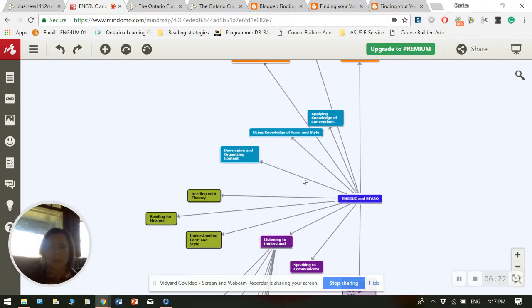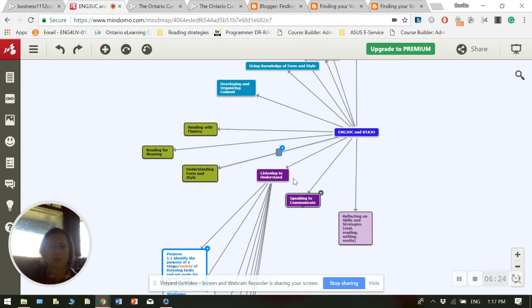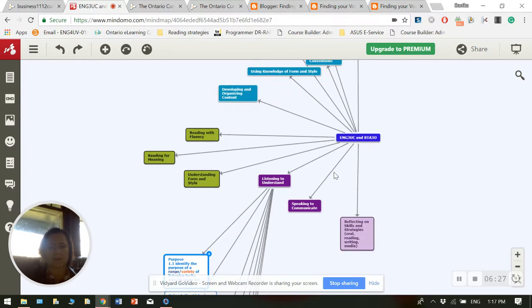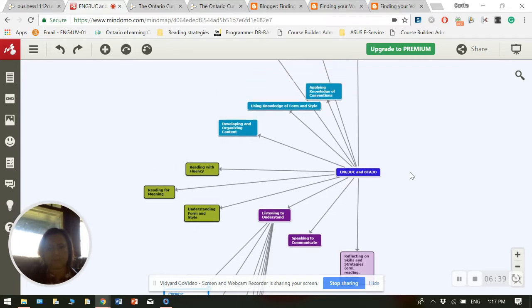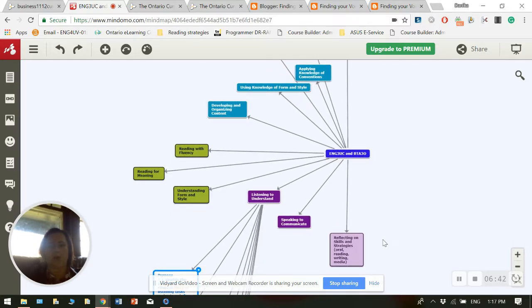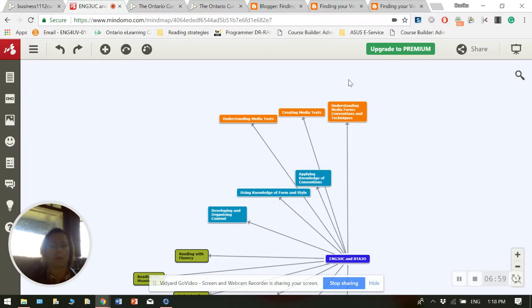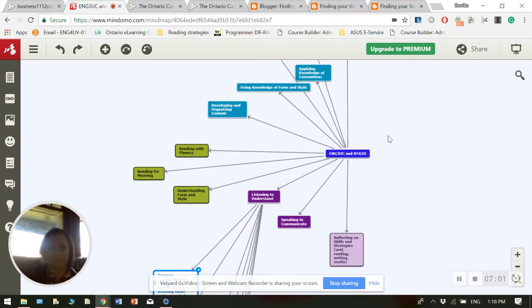So the other thing that I was mentioning, this side of the concept map is just the English expectations. And I can play around with this and make it a little bit more compact now, since I'm going to delete all of these specific expectations. I group together reflecting on skills and strategies, because that is an overall expectation that's in every single one of the strands. So I just group them all together. And then I have the overall expectations for oral communication, for media, and for reading. And sorry, this is writing. Media is up here.